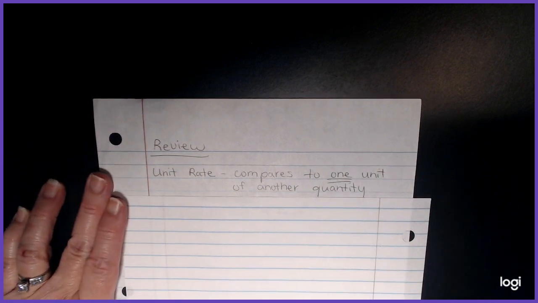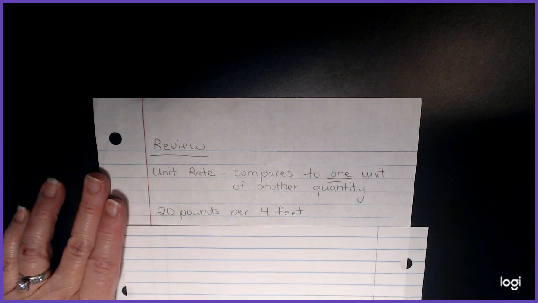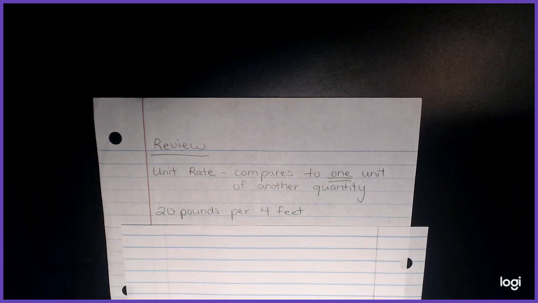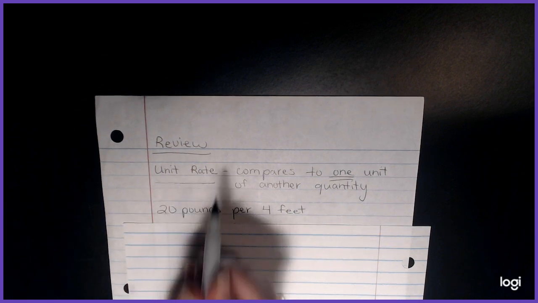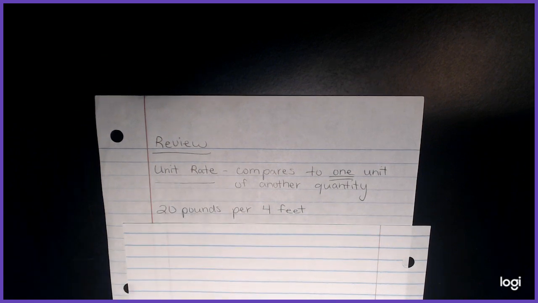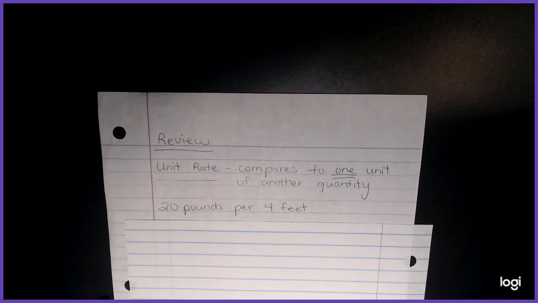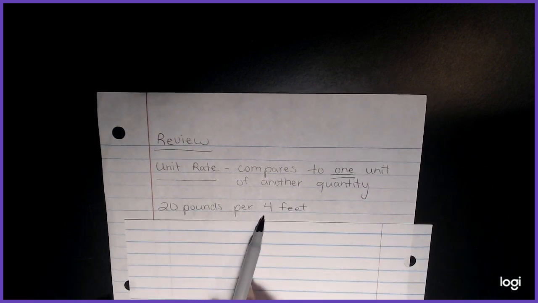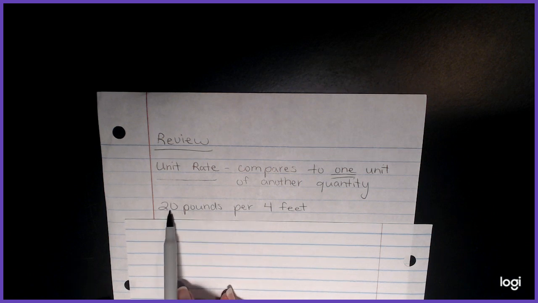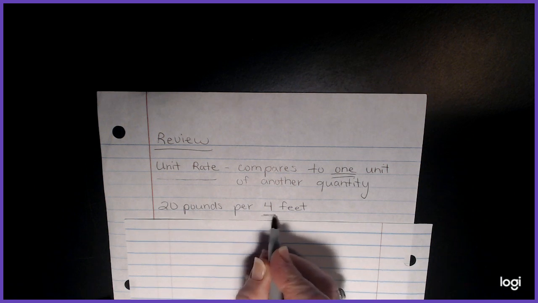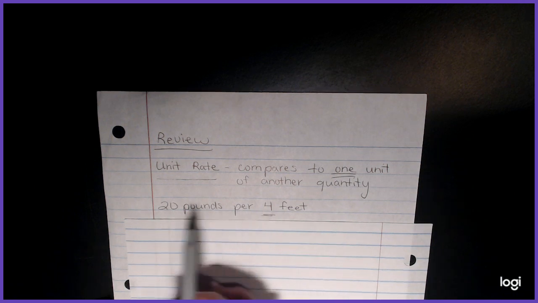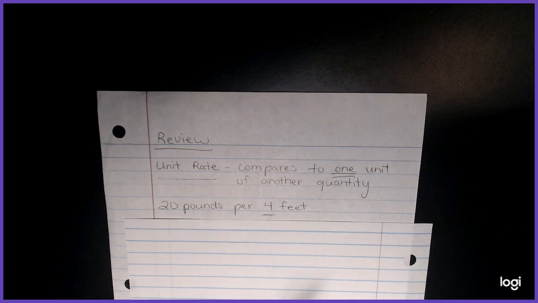What I'd like for you to write in your notebook is 20 pounds per 4 feet. We're going to find the unit rate for 20 pounds per 4 feet. Now, most of the time, but not always, we look at the two things we are comparing, and we look at the one that is of the lesser value, which here would be 4. It's the smaller value, 4 is smaller than 20.